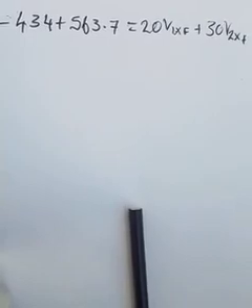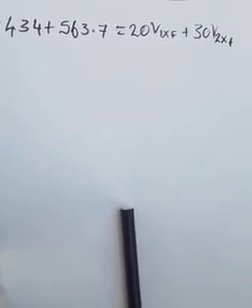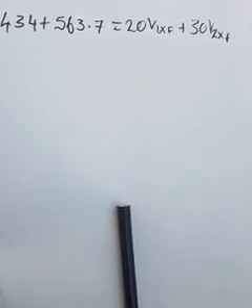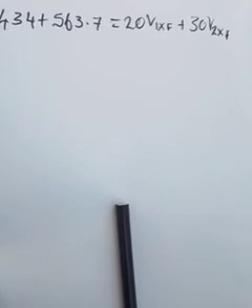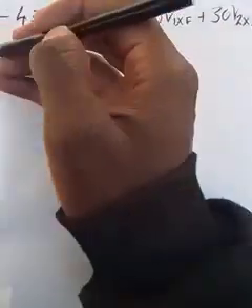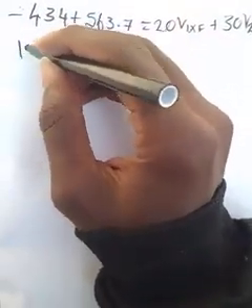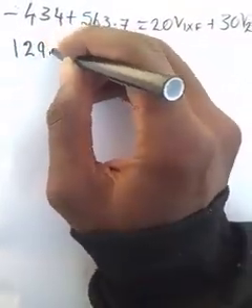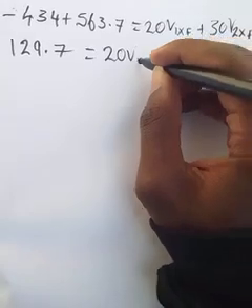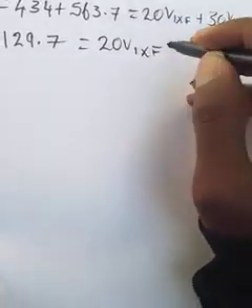So we have negative 434 plus 563.7. We are getting 129.7 is equal to 20 V1xf. So the same way you just solve momentum questions, okay? It's just that this time we are only focused on the X. This is how you approach it, okay?